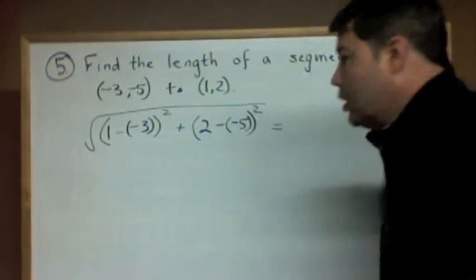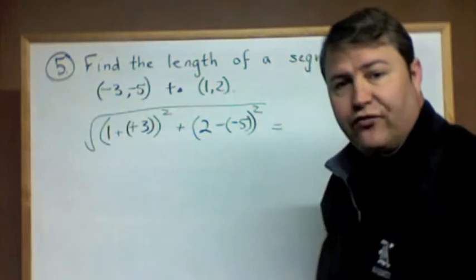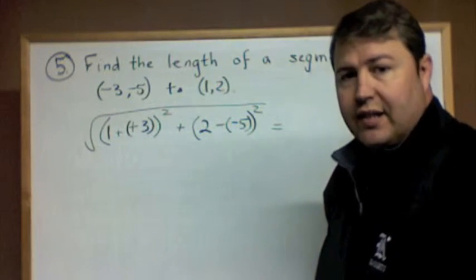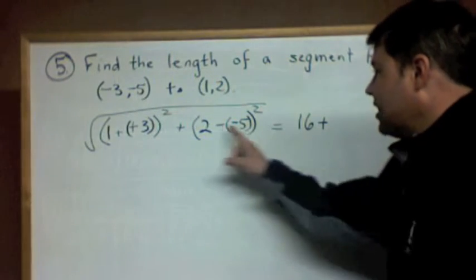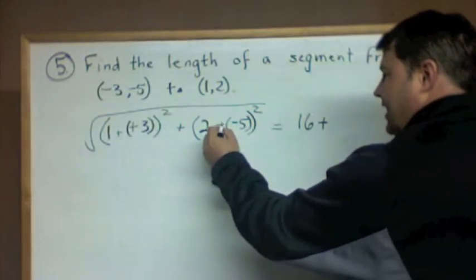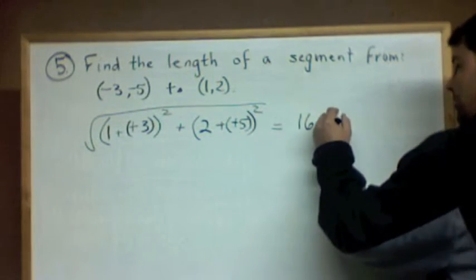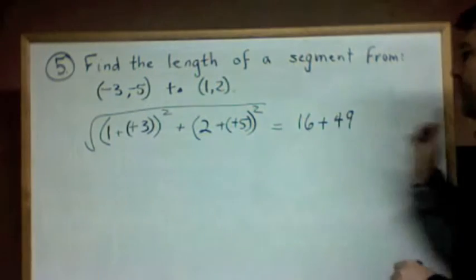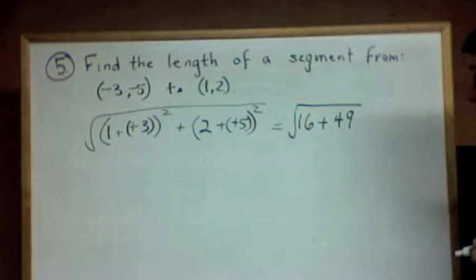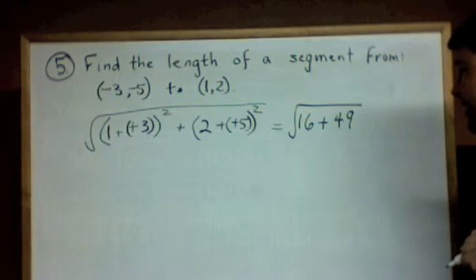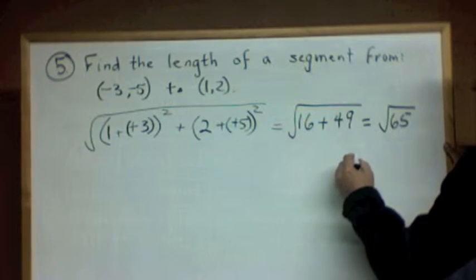Now let's work it out. 1 subtract -3, well, when I add the opposite, it's 1 plus 3, and that's 4. Squared is 16. So this is 16, plus 2 minus -5. Well, again, that's adding the opposite, and that makes 7. Squared is 49. 7 squared is 49. So underneath the square root sign, I have 16 plus 49. And what's that, 50, 65? So my answer is the square root of 65.